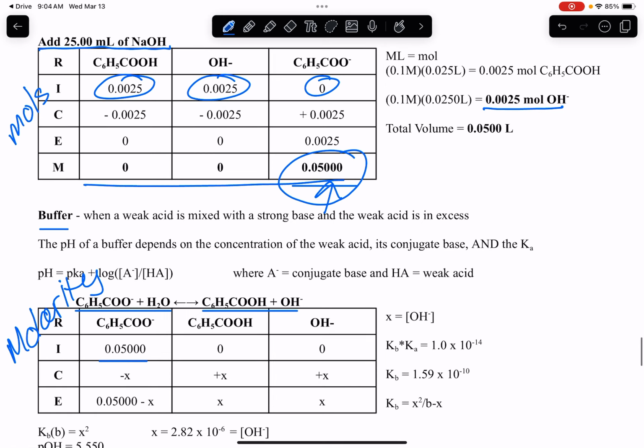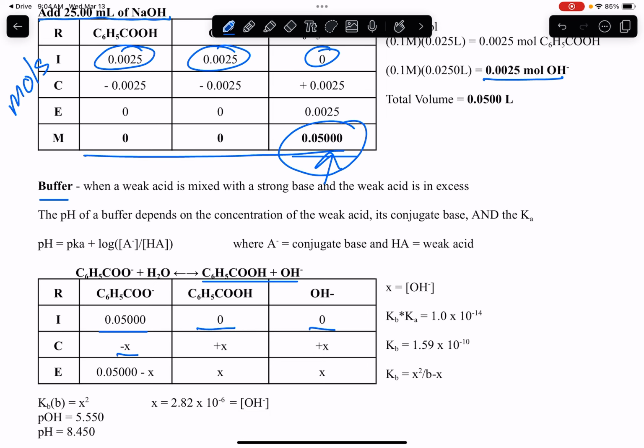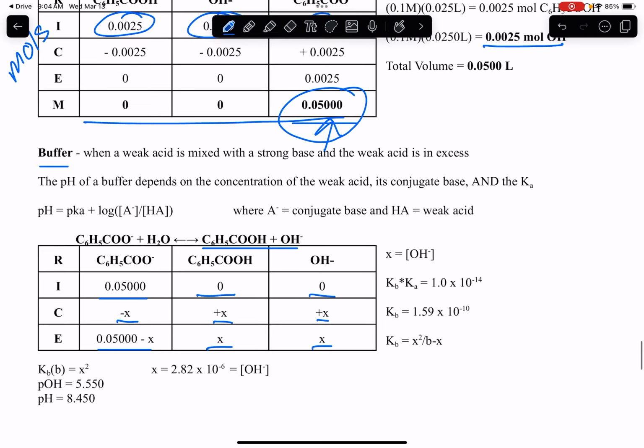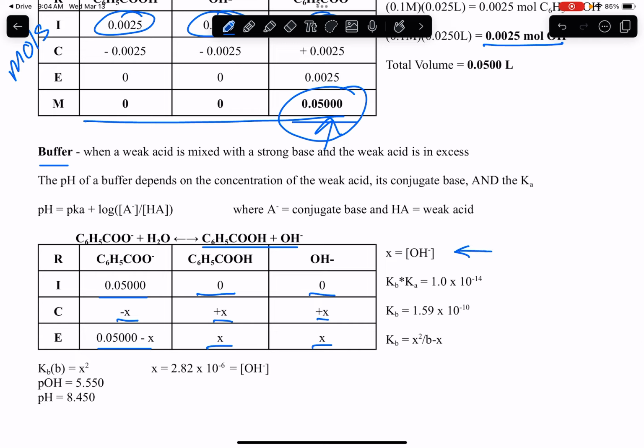So we have a certain amount of the conjugate base at the beginning, right here. We don't care about the water, of course, in the ice table. And originally we have 0 and 0. And there's going to be some amount of change, negative on the reactant side, positive on the product side. So then at equilibrium, we have a certain amount minus x, and then plus x here. So in this equation, though, notice what x is equal to. This is x, and it's equal to hydroxide.